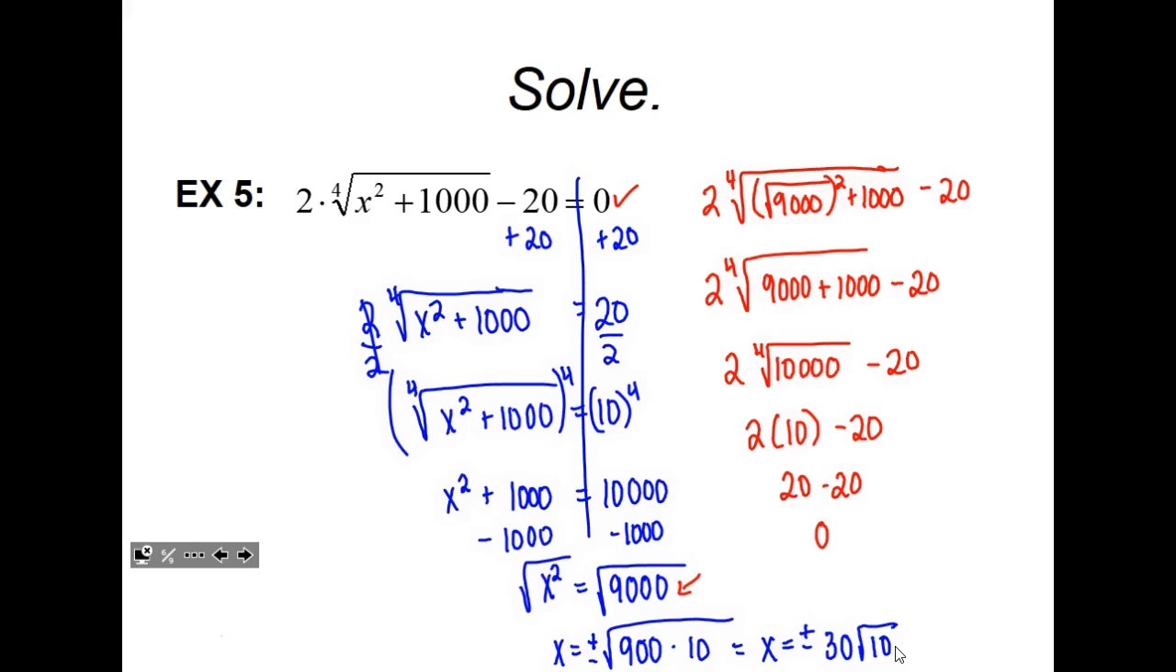Our other possible solution is negative square root of 9,000. So without reworking this, I'm just going to show that that will also work. If this was negative here, once I squared it, I would get 9,000, and then the rest of the problem would work out the same. So both answers, both positive and negative 30 square root of 10, are answers to this problem.